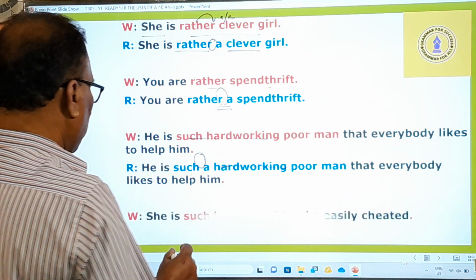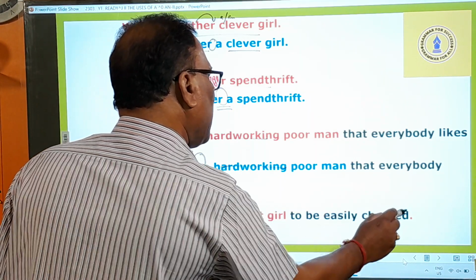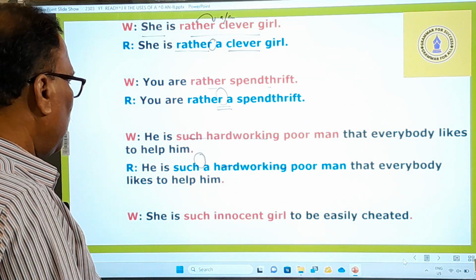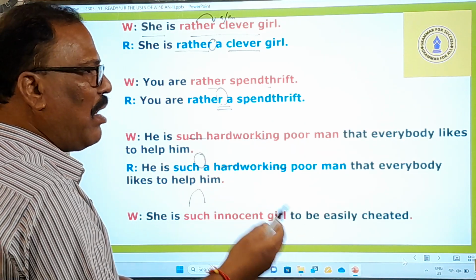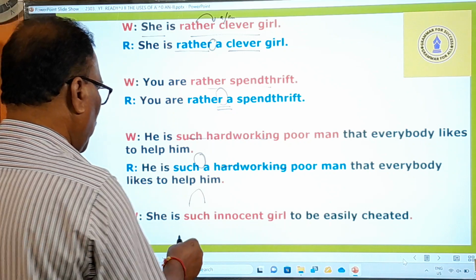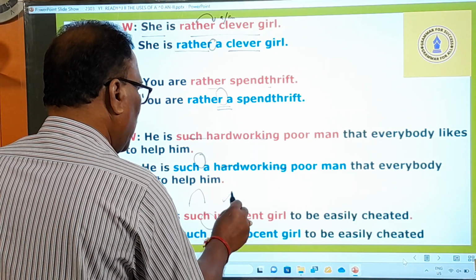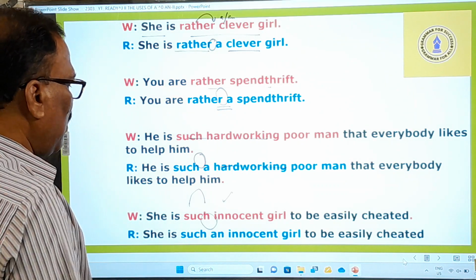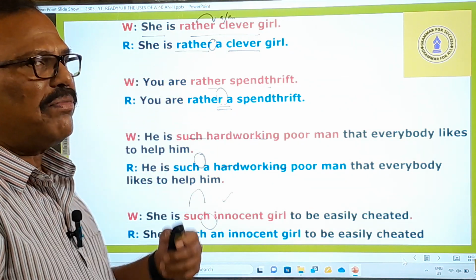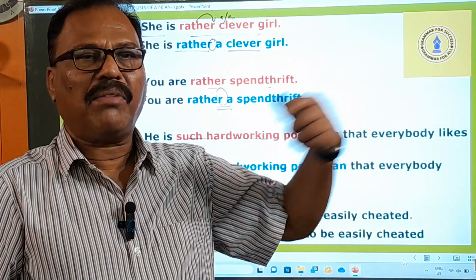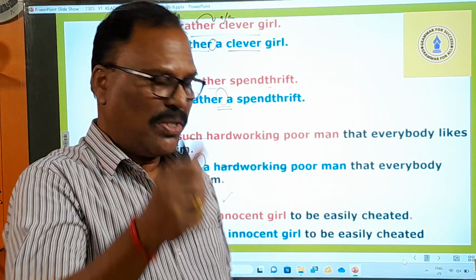And here, one more example. "She is such innocent girl to be easily cheated." After such, there is neither a nor an. So you have to use "she is such an innocent girl," because innocent is a word beginning with a vowel sound. That's why you are using an here. Okay, in this way, after such and rather, you have to use either a or an, right?